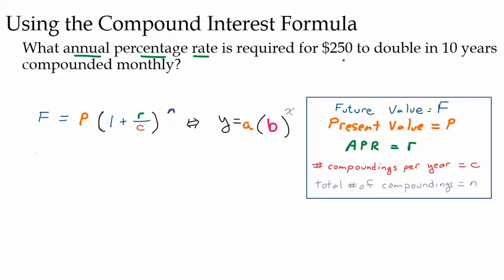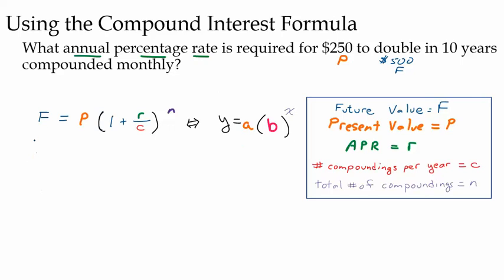Well, we've got this 250. What is that? You know what that is? Hopefully you're saying that's my present value, $250. What's my future value? Well, I want my money to double. So if it's going to double, $250 doubled, that's going to be $500. That's going to be my future value.